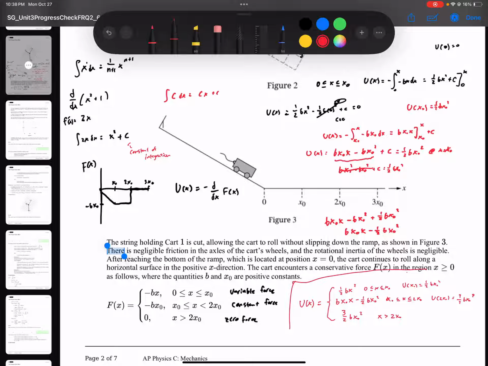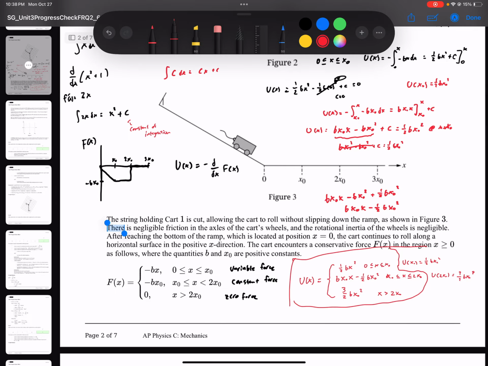All right. All the way out to here. So it's a bit much to also explain why we're writing it out as a function, right? So why is it a function of x instead of the total potential energy? Well, because that's what the problem's asking for. It's asking for a function, and it's not asking for the total energy stored from 0 to 2x naught or 0 to 3x naught. It's asking for a function.